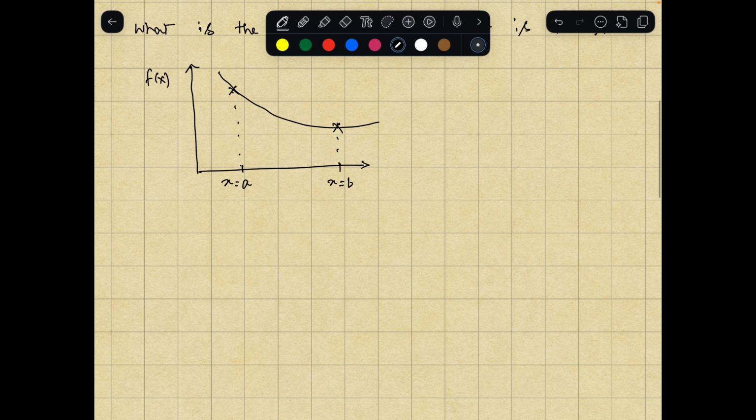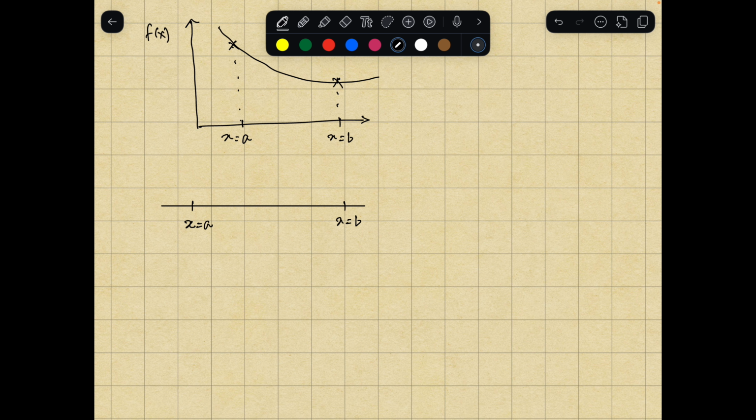Okay, so let's start with a real line, and we start with x equal to a to x equal to b, where a and b are any numbers. We want to define a parameter lambda which is in the range 0 to 1, and changing lambda will make us traverse through this line.